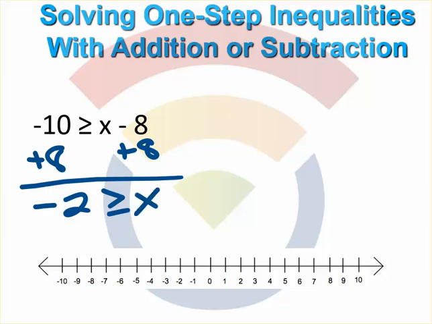Okay, so to graph that, go to negative 2. I'm going to fill it in because it's "or equal to." Now to think about the direction, negative 2 is greater than x. That means that x has to be less than. So my arrow will go this way.